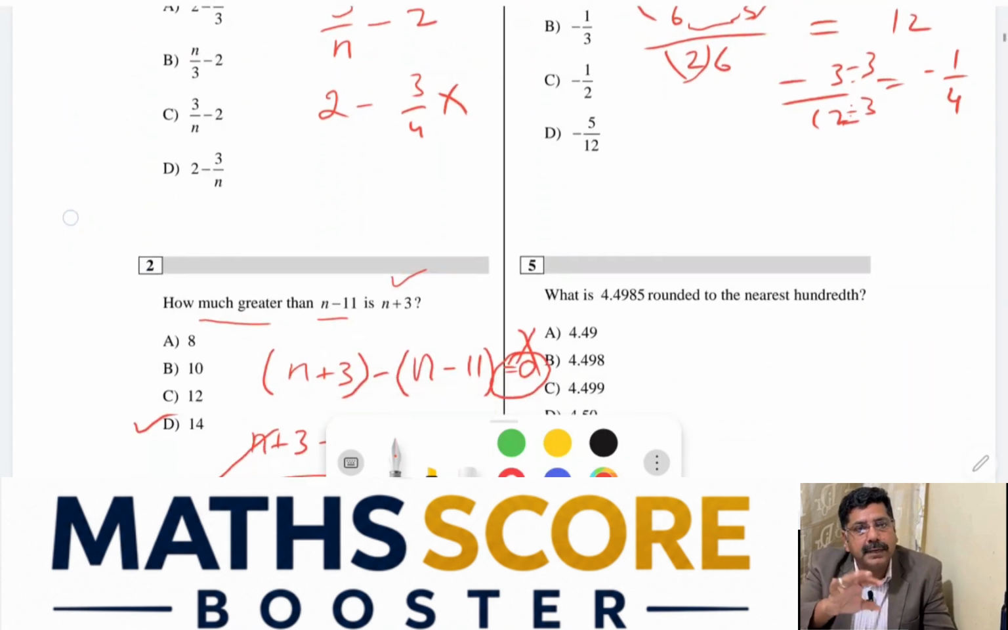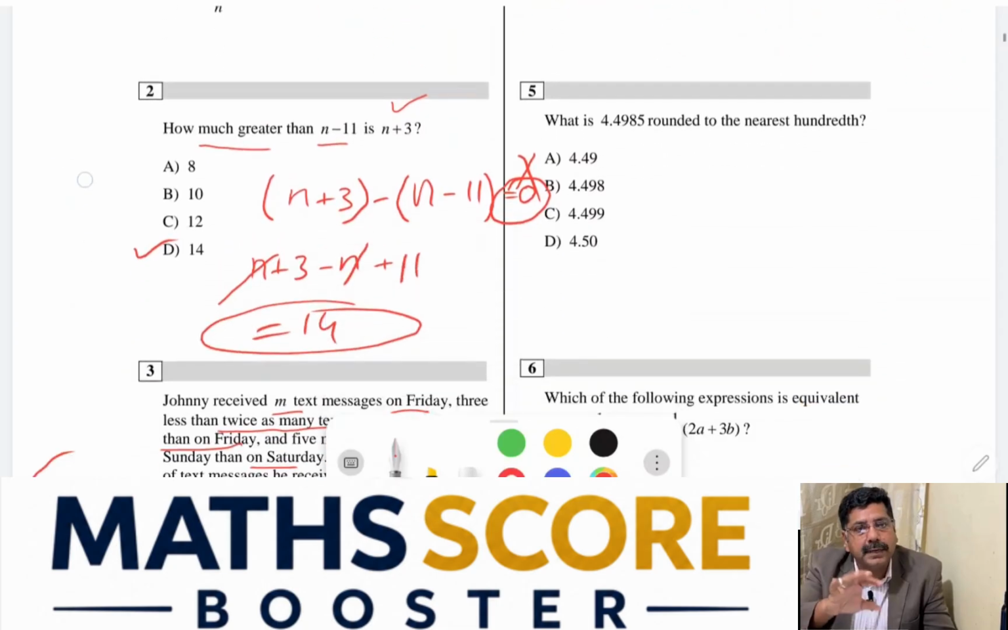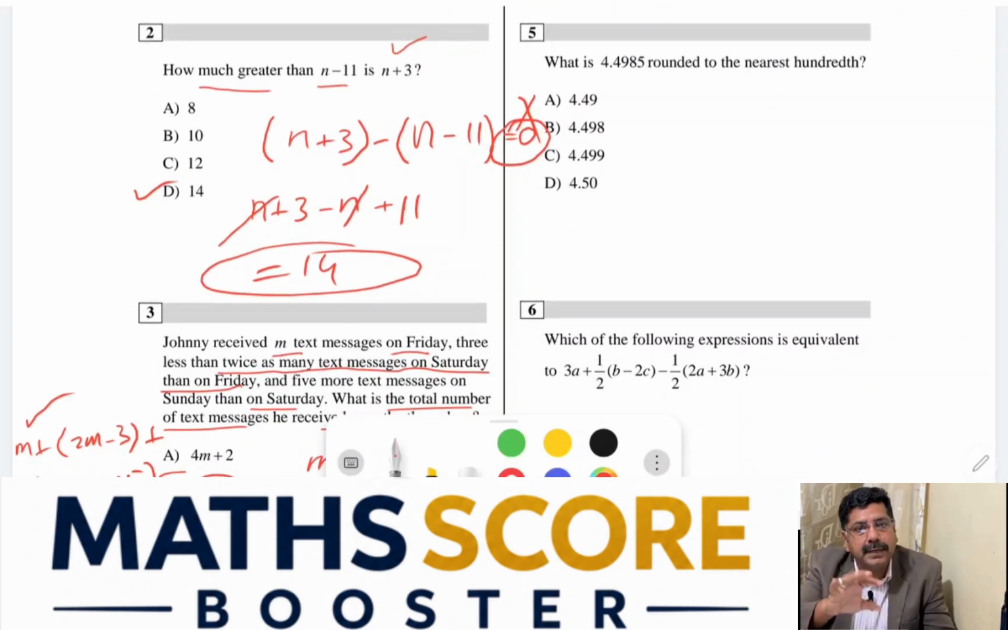Moving on to the next, here we have number 5. It says what is 4.4, this one, rounded to the nearest hundredth. As we spoke about first, after the point, the first number will be the tenth place. Okay, tenth, and then the number after that, for example 9, will be the hundredth. So in this case, we have 9 in the second place, the hundredth place.